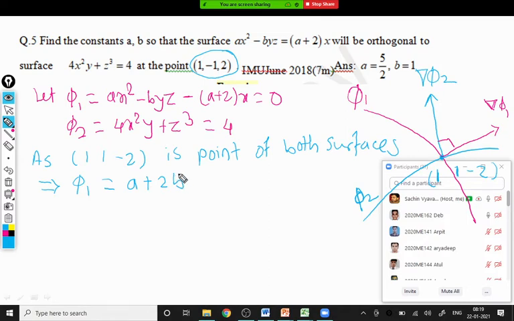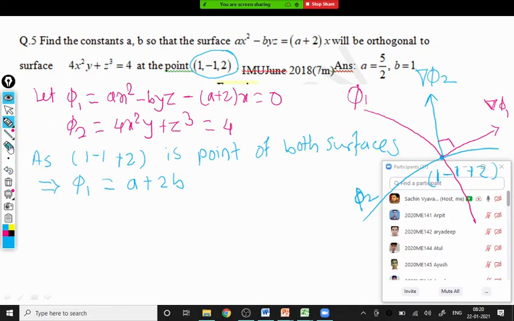Excuse me, sir. Yes. So the point is 1 minus 1 2 or 1 1 minus 2? Okay, my mistake. Yeah, correct. 1 minus 1 2 is the correct point. If you replace a wrong point, it may not satisfy there. Good. Okay, thank you. So 1 minus 1 2 is the correct point there.